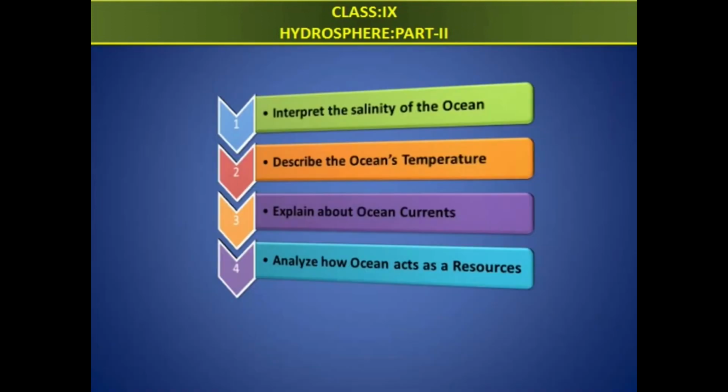Next session, we will discuss from this chapter: interpret the salinity of the ocean, describe the ocean's temperature, explain ocean currents, and analyze how the ocean acts as a resource.